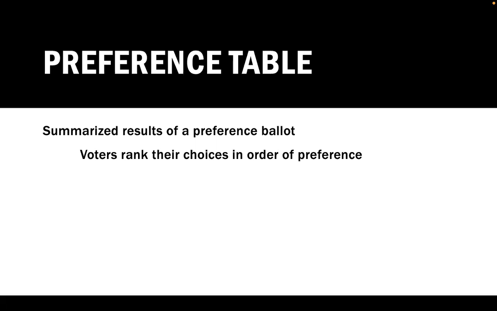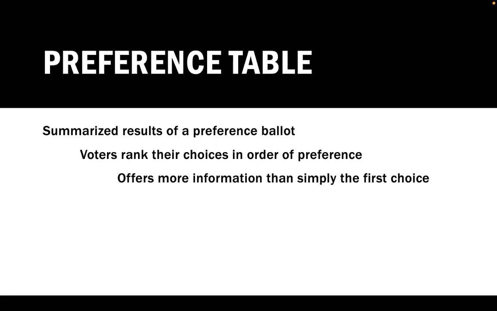So voters rank their choices in order of preference. If I can't have this candidate, then I want this candidate. Or thinking about, you could use this for dinner options. I want spaghetti and meatballs for dinner. If I can't have spaghetti and meatballs, I want pizza. If I can't have pizza, I want chicken fingers and French fries. Basically, right? You can rank your choices.